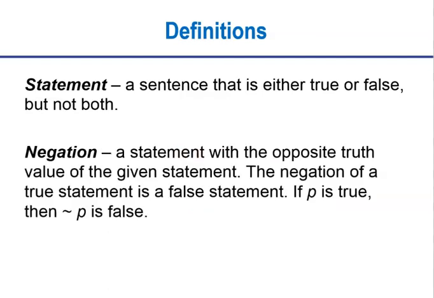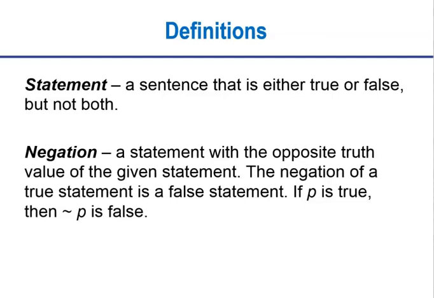All right, now we have this other thing called a negation, a statement with the opposite truth value of the given statement. So you just change the truth value. The negation of a true statement is a false statement. The negation of a false statement is a true statement. So we're back to today is Saturday. For me, because it's Wednesday, that's a false statement. To negate that, I could say today is not Saturday. You see what I mean?